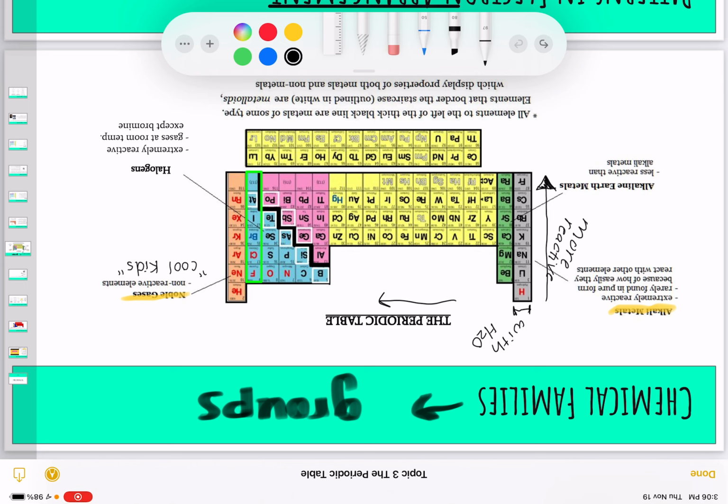And basically why they're so cool is because their outer shell is filled up with electrons, so it's full. So helium, if we were to draw the Bohr diagram for that, it only has 2. Neon, if we were to draw the diagram for that, we would have 2, and then the next one holds 8.